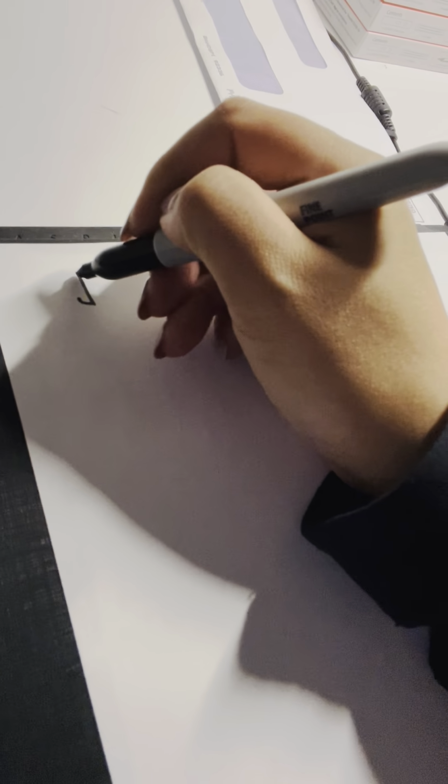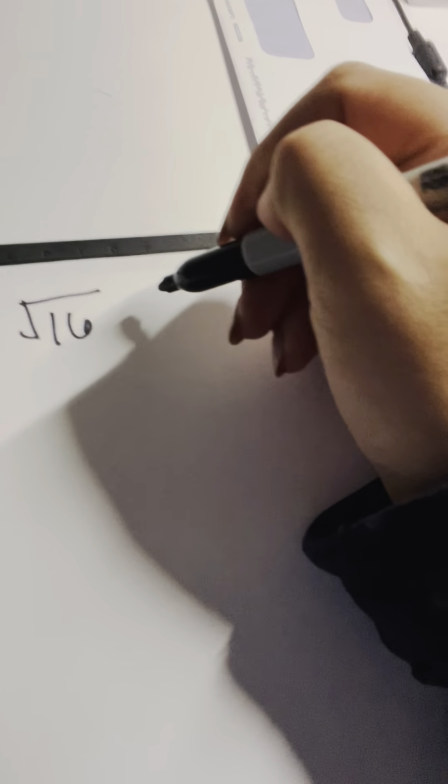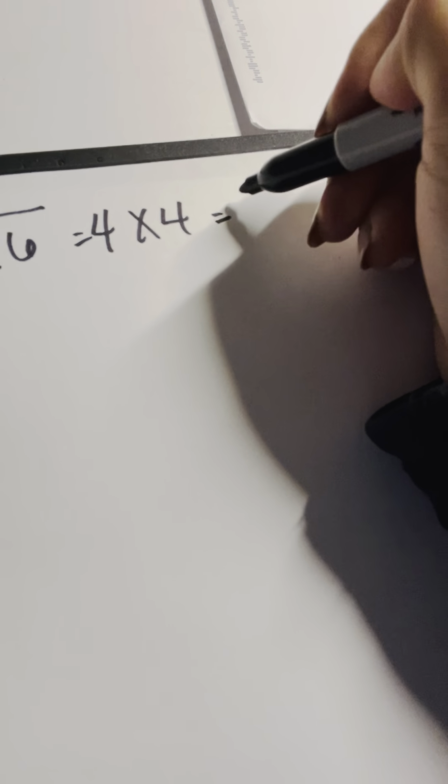In essence, simplifying a perfect square is finding what number times itself is equal to that number under the square root. So let's start off with a few examples. Let's do the square root of 16, and the only thing I can think of is a 4. 4 times 4 equals 16.